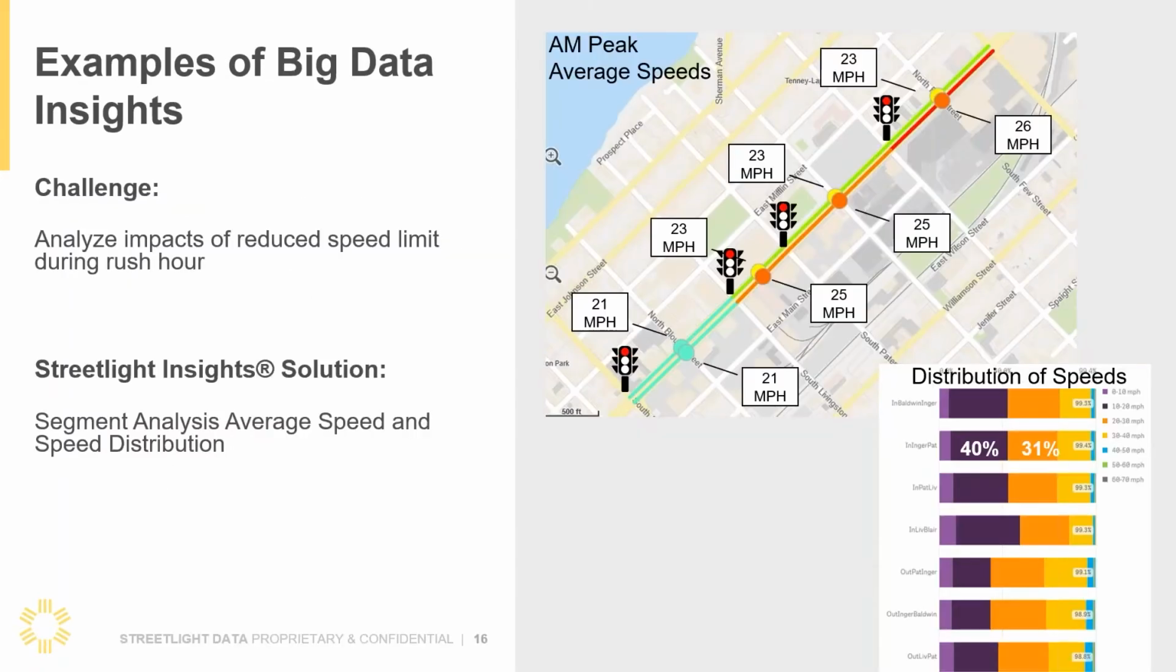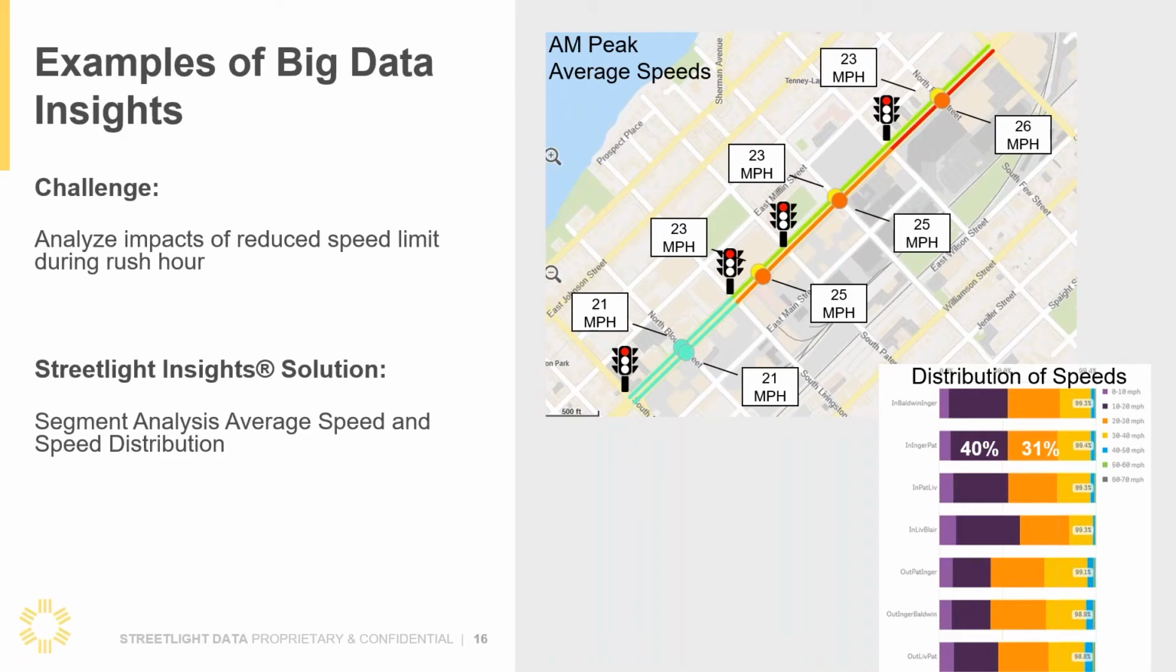Next. So one corridor that's being investigated is the East Washington corridor. City staff wanted to see if reducing posted speeds, which are currently 35 miles per hour, would affect peak period congestion. And this map shows that the average speed for the AM peak periods are all between 21 and 26 miles per hour. That AM peak period is between the hours of 6 and 9 a.m.